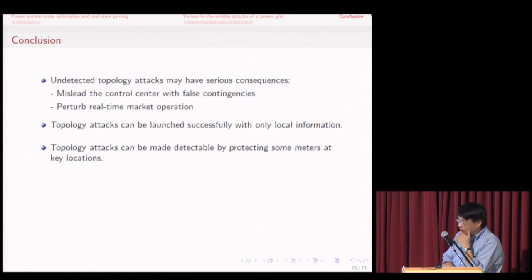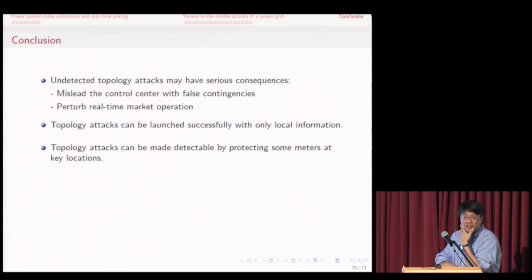Let me just conclude here. Topology attacks, and also attacks on the state, may actually have rather serious consequences. Right now, it is assumed that people don't react to price; the loads are simply price takers. Now, if demand responds to price, and someone is manipulating data, that clearly can cause far more complicated network behavior, especially when people respond to price in real time.